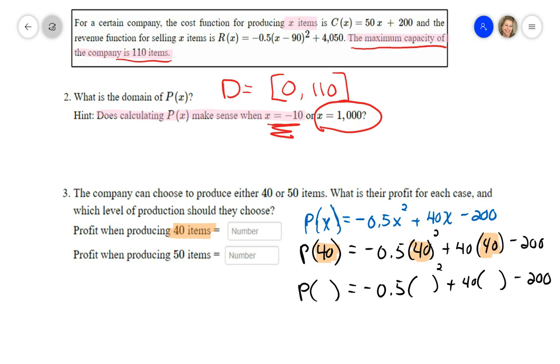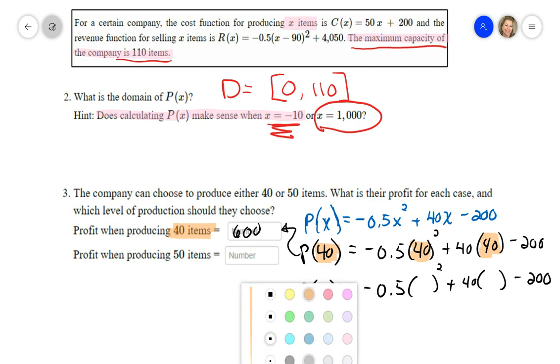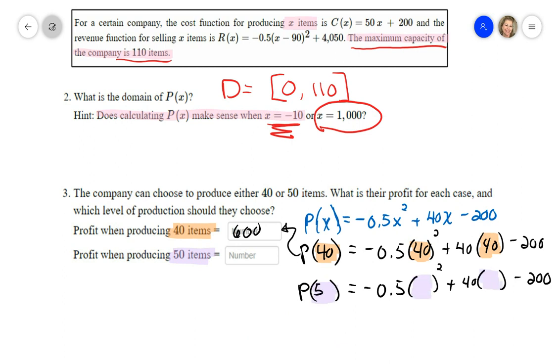So take -0.5 times 40 squared plus 40 times 40 minus 200. And actually, that's going to go right here. I ended up getting 600 as my answer. And then the other one, which is 50 items, I'll calculate P of 50. And I'm going to stick 50 in all of these places. And when I calculated 50, I got 550. That's the answer I got. Yep, 550.